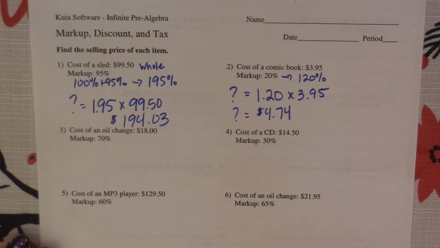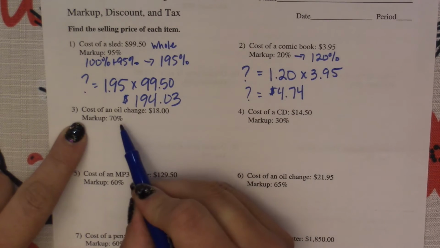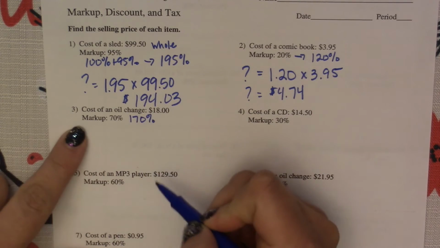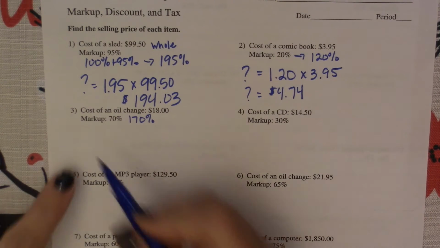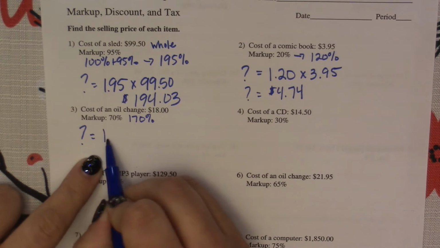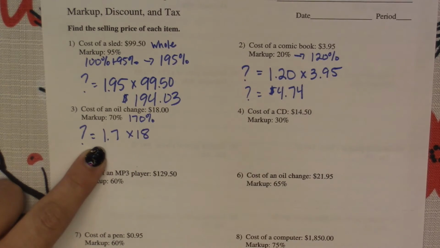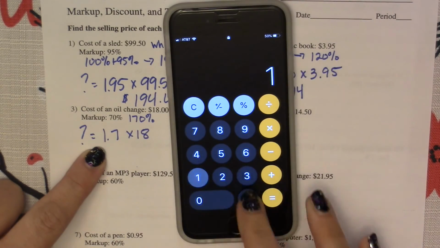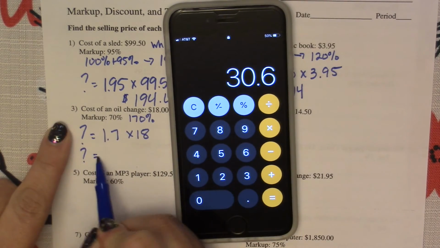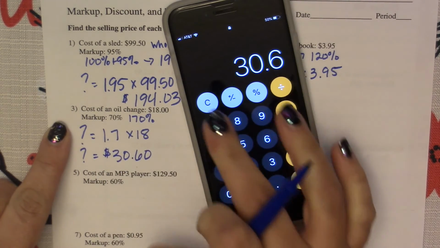All right, let's look at number 3. The cost of an oil change is $18. The markup is 70%. So when we mark this up 70%, the customer is paying 170%. So the part is equal to 1.7, remember to change this to a decimal, times $18. 1.7 times 18 makes that oil change $30.60.